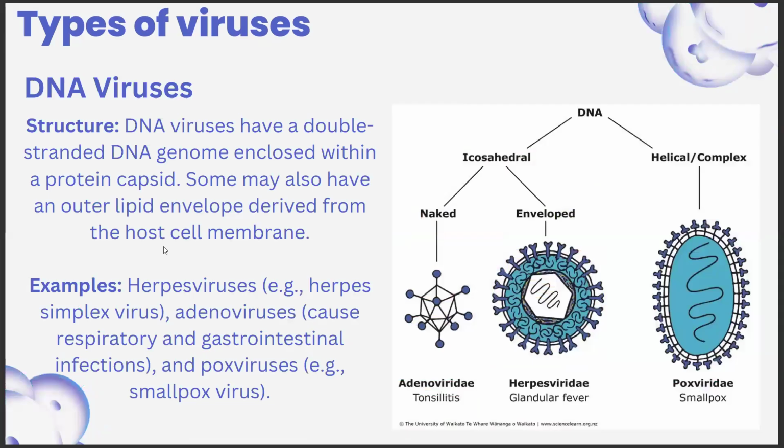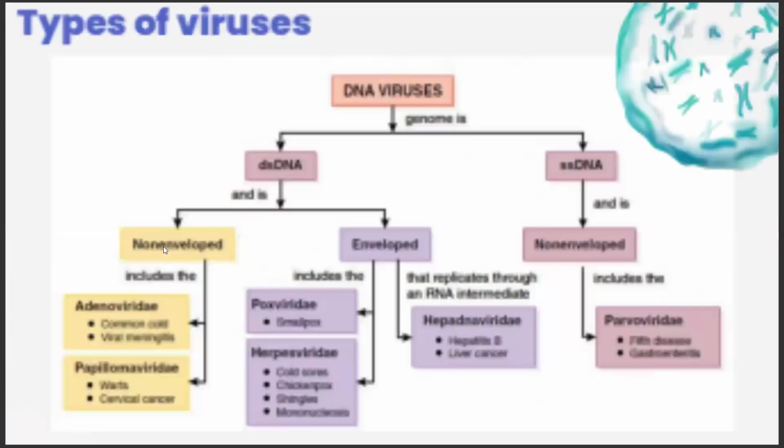Now the second type is DNA virus. Structure: DNA viruses have a double-stranded DNA genome enclosed within a protein capsid. Some may also have an outer lipid envelope derived from the host cell membrane. Examples: herpes virus, adenovirus, which can cause gastrointestinal infection and respiratory infections, and poxvirus, which can cause smallpox.